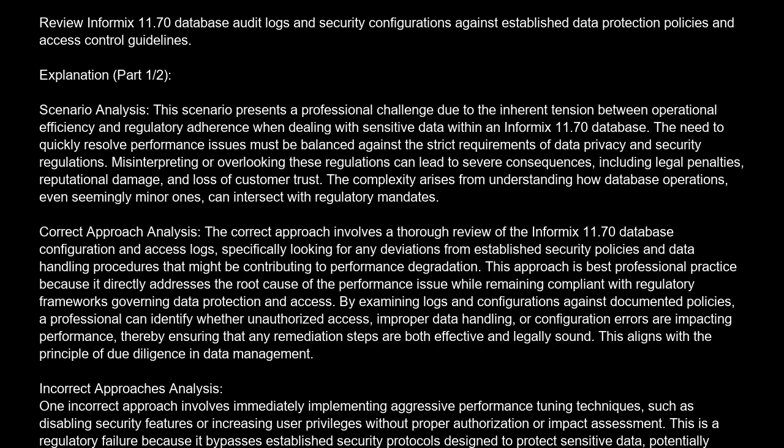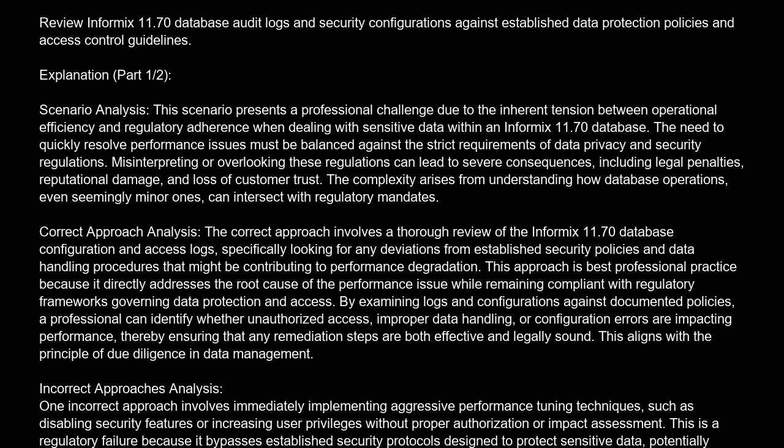Correct approach analysis. The correct approach involves a thorough review of the Informix 1170 database configuration and access logs, specifically looking for any deviations from established security policies and data handling procedures that might be contributing to performance degradation. This approach is best professional practice because it directly addresses the root cause of the performance issue while remaining compliant with regulatory frameworks governing data protection and access.